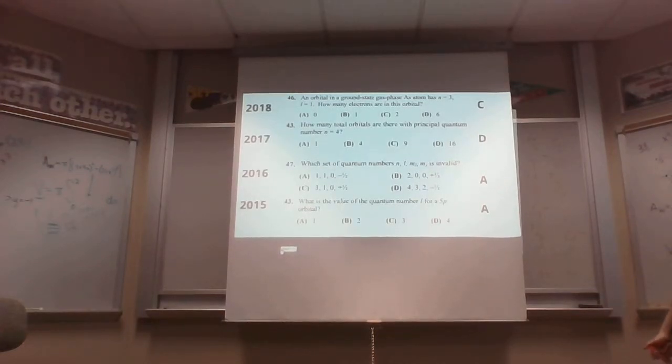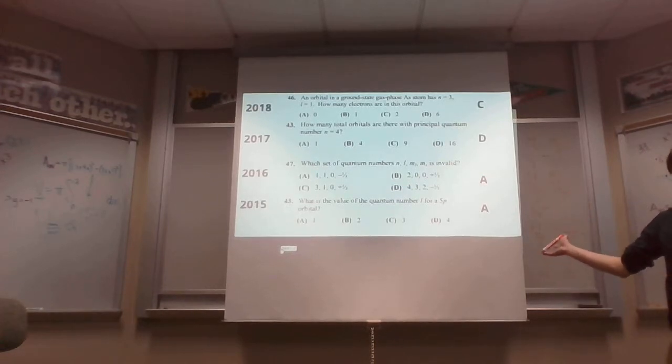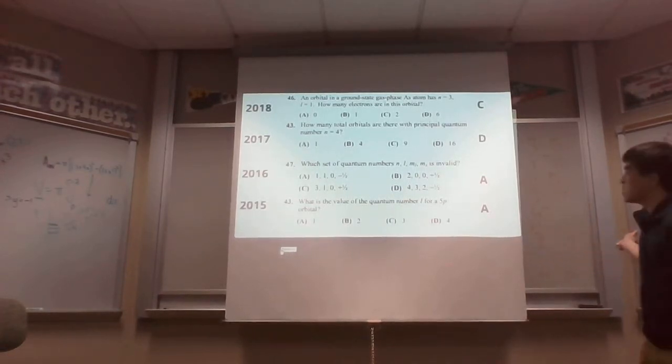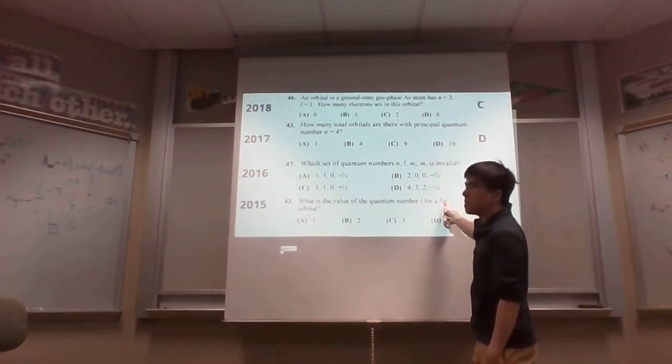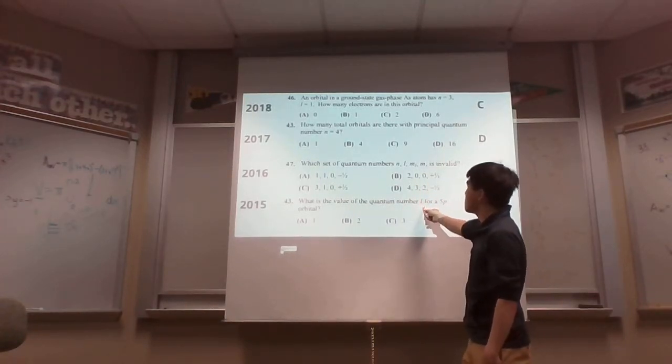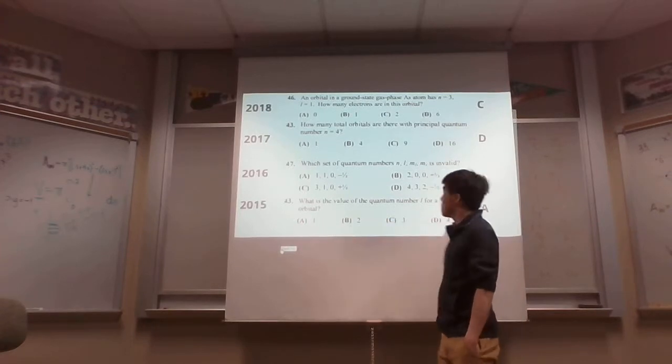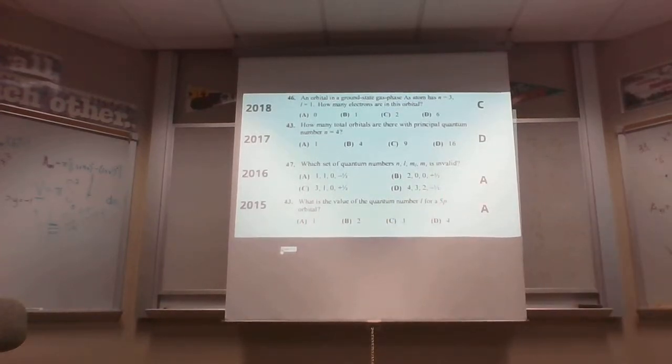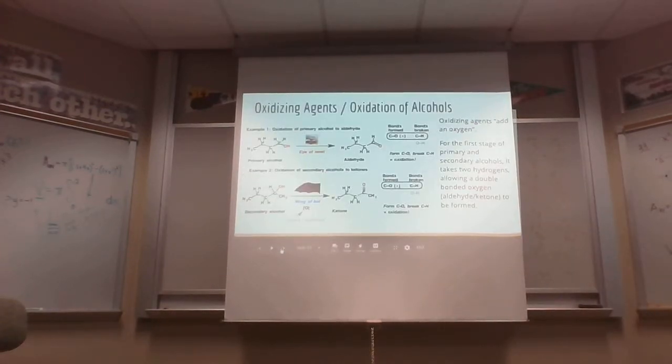Everyone good with 2015? It's because P is the first, it goes 0, 1, so 1 is the P subshell. So that's the quantum number 1. Alright, next slide.